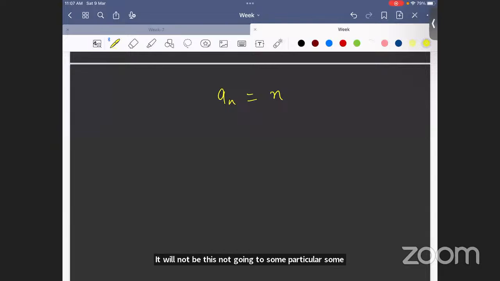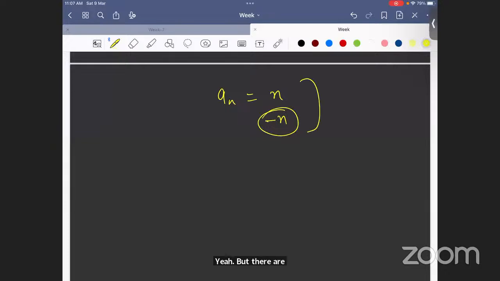If I'm talking about -n, what do you mean by that? Is it convergent? This is also diverging, right? Divergent. Yeah. But there are some other functions also that you have to remember. We'll go through that maybe next week: how do you get the limit of different functions?